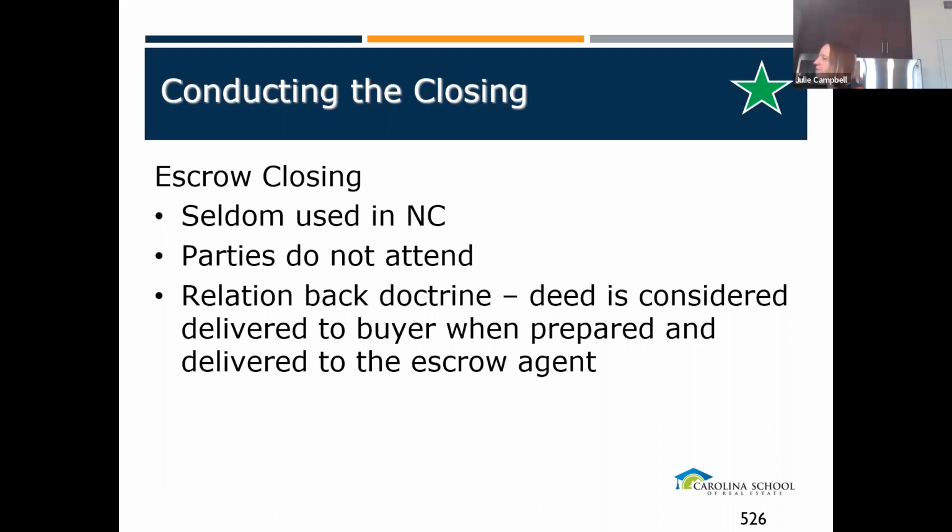And these other states use something called the relation back doctrine that says the deed is considered delivered when it's prepared, when it's delivered to the escrow agent. So once the escrow agent gets it, the deed, in a sense, becomes the buyer's.